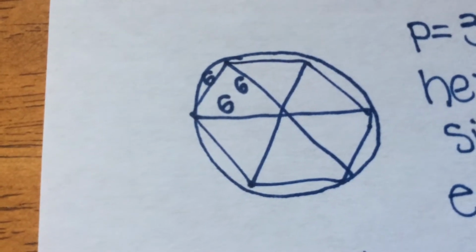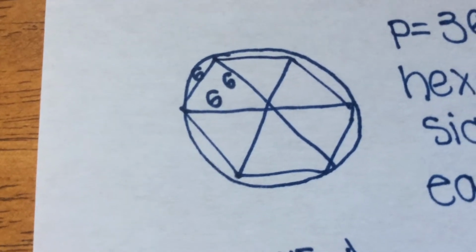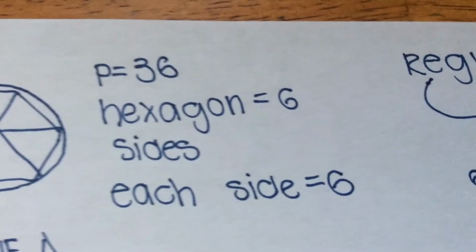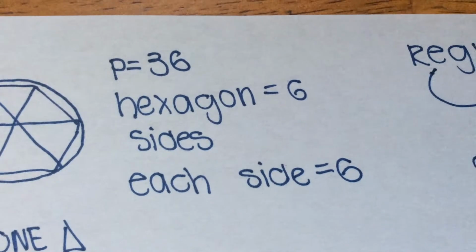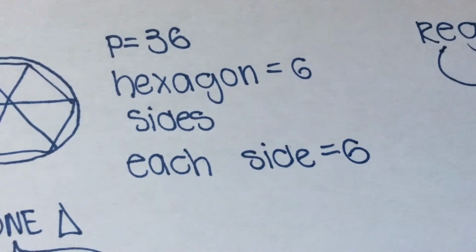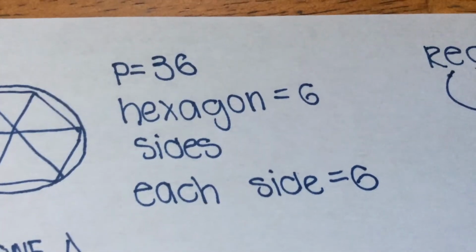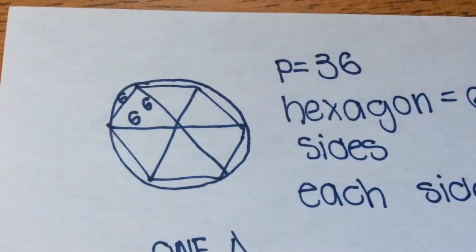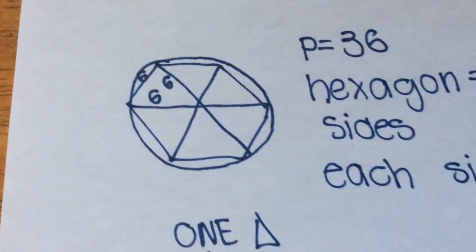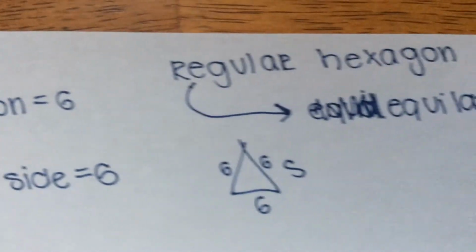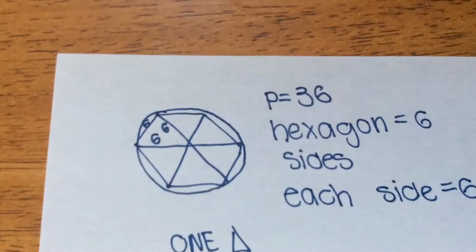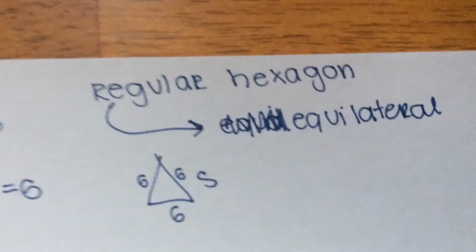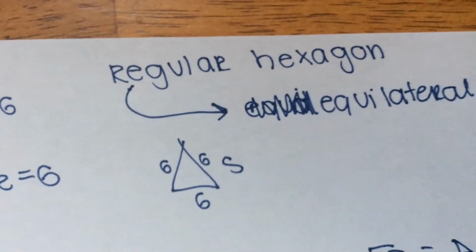Right here we have a hexagon inscribed in a circle, and the hexagon has a perimeter of 36, and we know that a hexagon has 6 sides, and since it's a regular hexagon, we can divide 36 by 6 and get that each side is 6. And basically a regular hexagon is when the sides are equal and the angles are equal. So if it's a regular hexagon, that means that all of the triangles right here are equilateral. So they all have a length of 6.